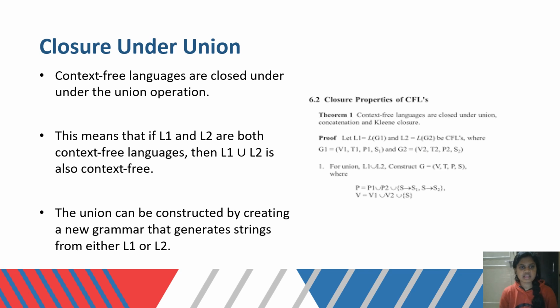So we can say that closure under union can be proved by using any example, and the union can be constructed by creating a new grammar that generates strings from L1 or L2. So this is all about the union.